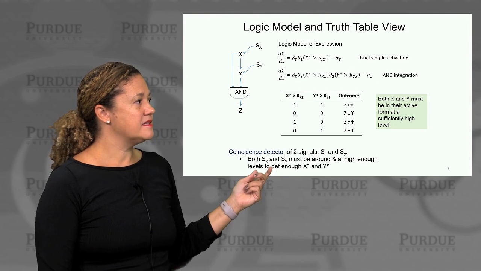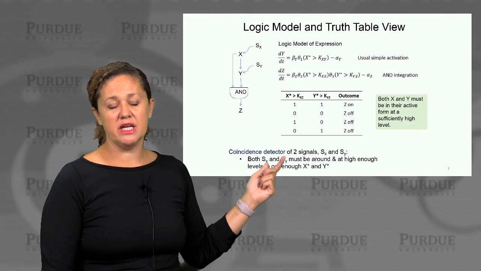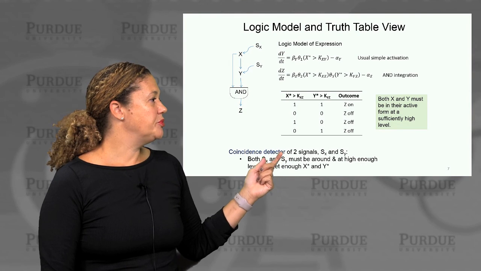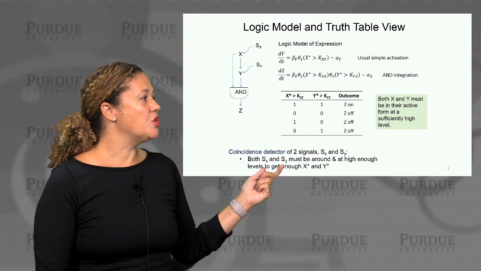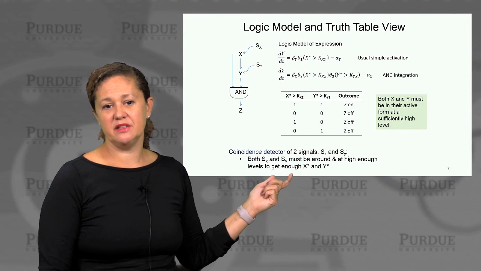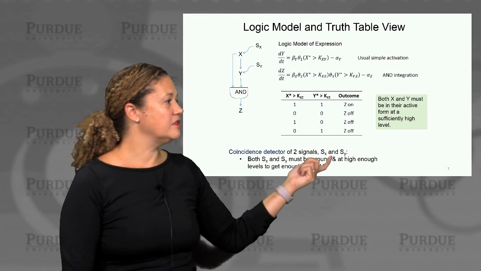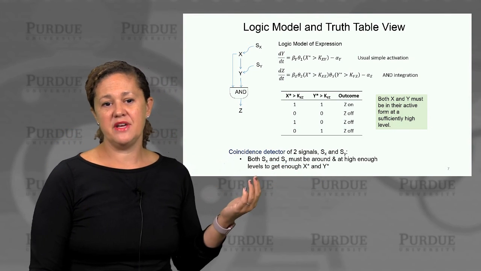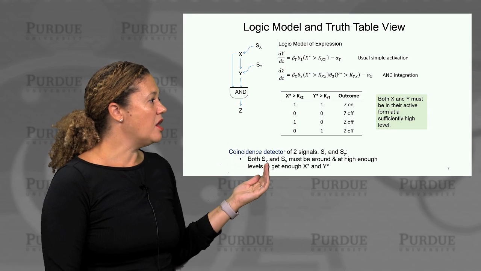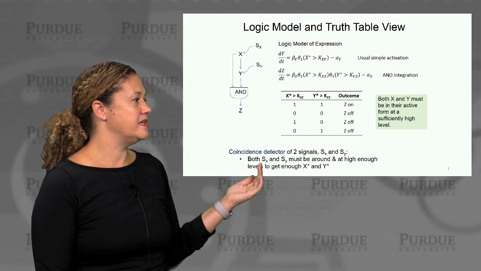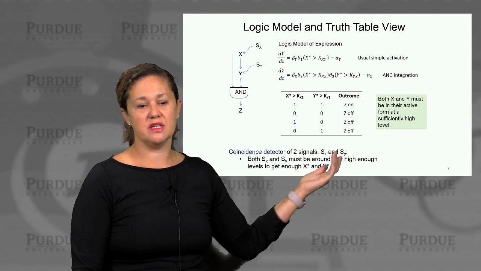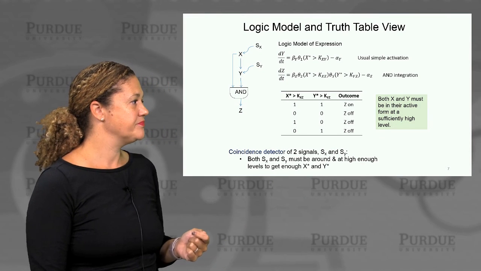So this makes our type 1 feed-forward loop with AND integration a coincidence detector of two signals. If signal X and signal Y are required to activate X and Y, now our circuit acts as a coincidence detector of these two signals, SX and SY.